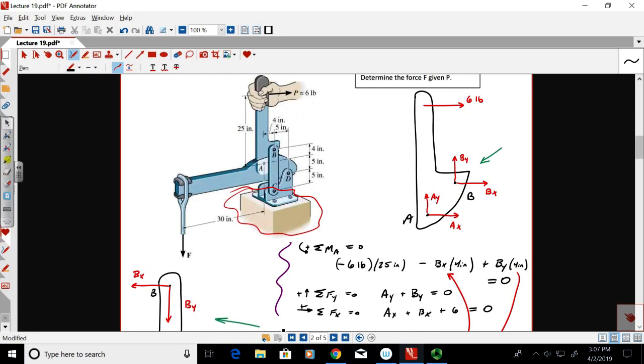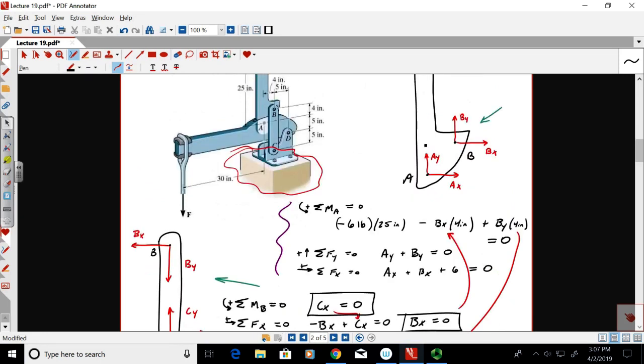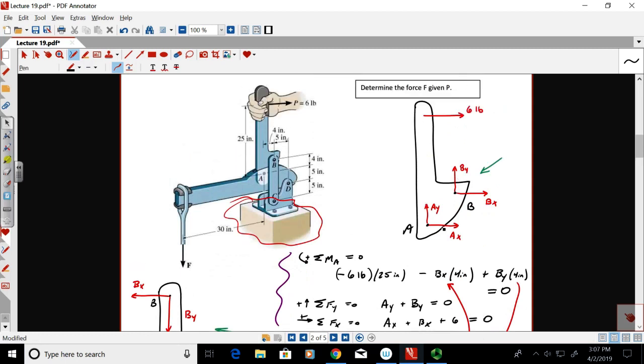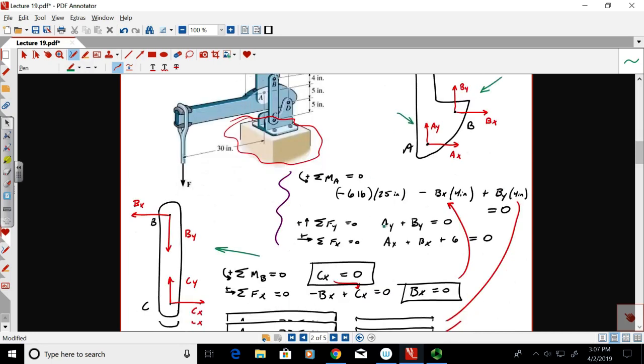That just means what? It's going down, right? I wrote it backwards, right? If you look at my free body diagram here, I'll put a green arrow on it so we're all looking at the same spot, right? Right there. That just means AY was written the wrong way. AY should have been written down.